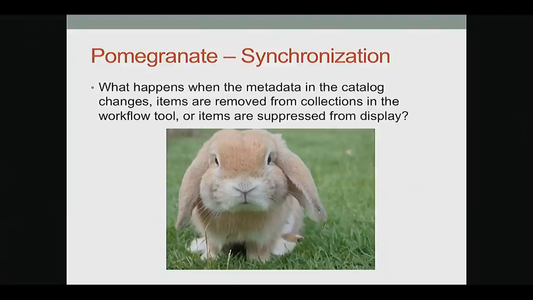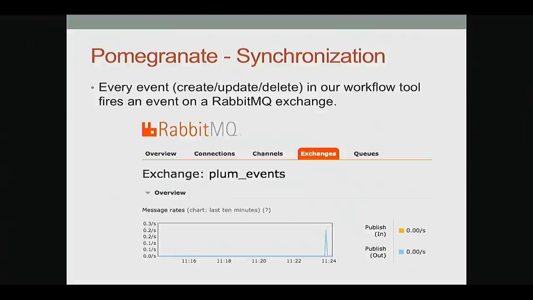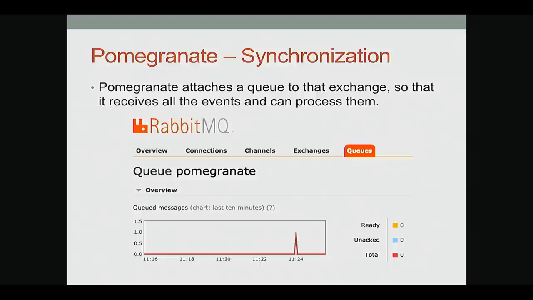This is going to get kind of technical, but the way we do that is every time we edit an item or change it in any way in our workflow tool, we fire an event off to RabbitMQ, which is a message queue service, and that event gets distributed from the exchange that we send it to, Plum Events. Our workflow tool is called Plum. It gets distributed to any queues that bind to that exchange, like Pomegranate. So Pomegranate binds a queue to that exchange, and every event, for instance, I added an item, or I edited this item, or the permissions for this item have changed, all those events get sent to this and handled by Pomegranate so that it knows that it needs to go out and re-index the IIIF manifest.